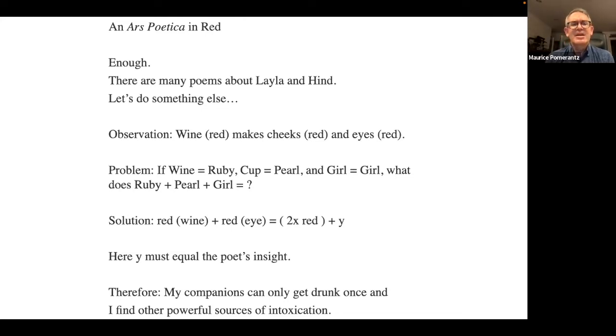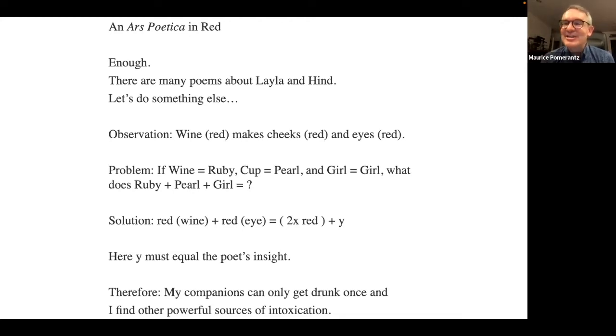A problem. If wine equals a ruby, and a cup equals a pearl, and a girl equals a girl, what does ruby plus pearl plus girl equal? Solution. Red wine plus red eye equals 2x red plus y. Here y must equal the poet's insight. Therefore, my companions can only get drunk once, and I find other powerful sources of intoxication. It's a different way of translating poetry. That's my own translation after reading Professor von Helder's first start.